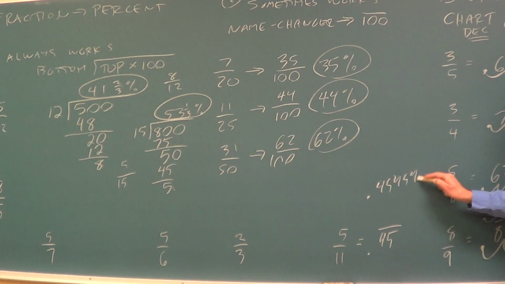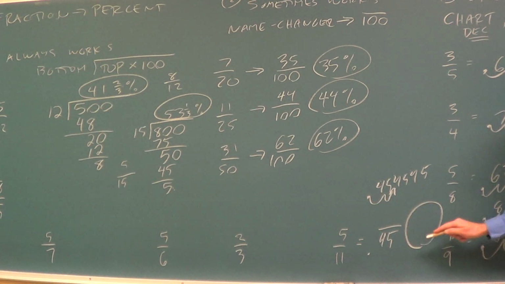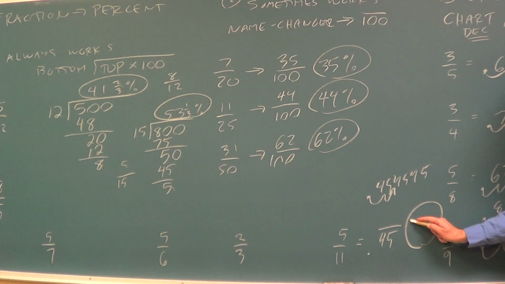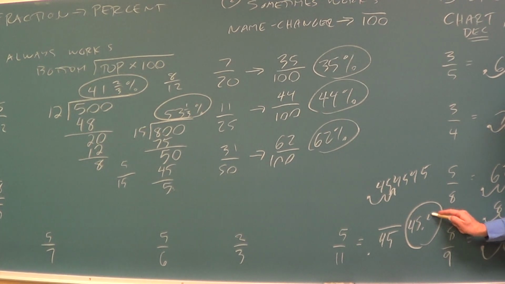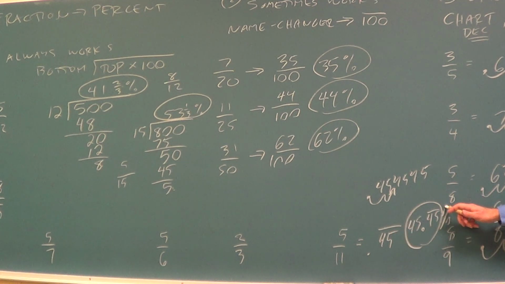45, 45. So if I bounce it twice, what is that? 45.45%. That is correct. We'd have a 45, a decimal, and another 45. If the chart used to have two numbers under the bar, our new answer still has to have those same two numbers under there.